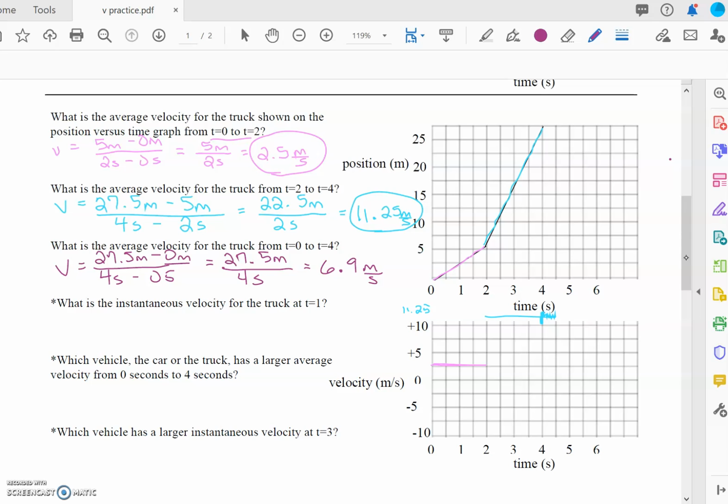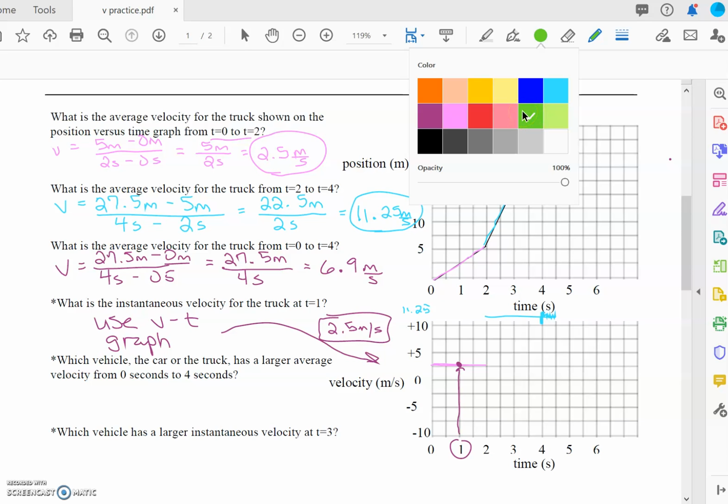Okay. So the instantaneous velocity for the truck at 1 second, we're going to use the velocity time graph. So go over here to your velocity time graph, look at the 1 second mark, and read the velocity from the y-axis. That is a velocity of 2.5 meters per second. That's the answer for that question.